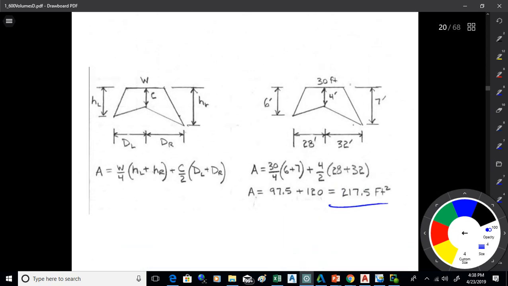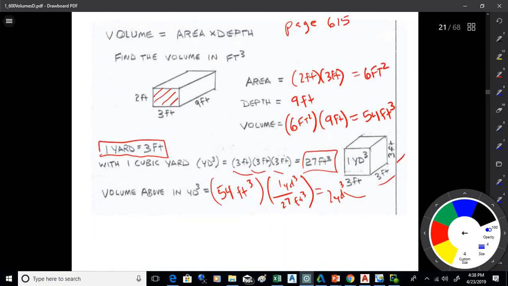All right, so that's just a quick run through areas there. We'll use them then to come up with volumes, and that'll be on the next recording after this.